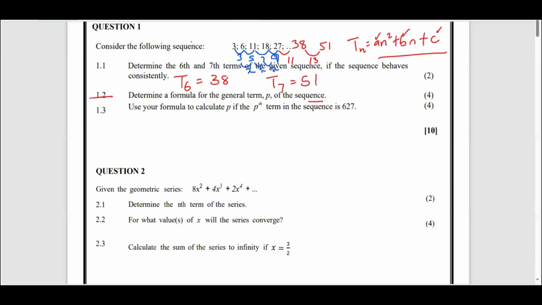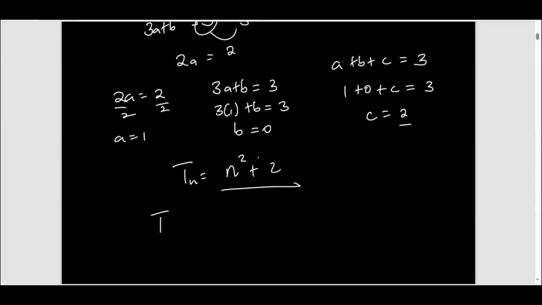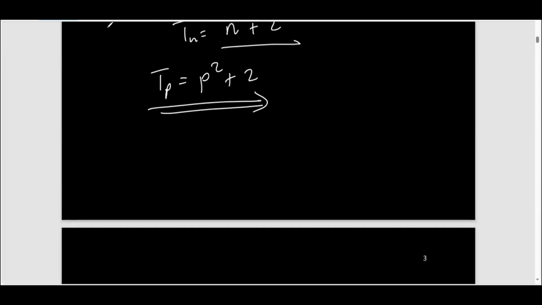Before we do the conclusion, they told us they want the p. So instead of tn, let's use tp, which is going to be p squared plus 2. Then use the formula to calculate p if the pth term is 627. So where there is tp, we're going to replace it with 627, and then we find what p is. So this is 1.3. We're saying 627 is equal to p squared plus 2.